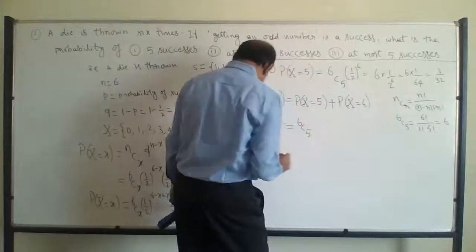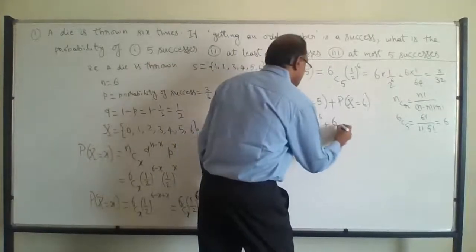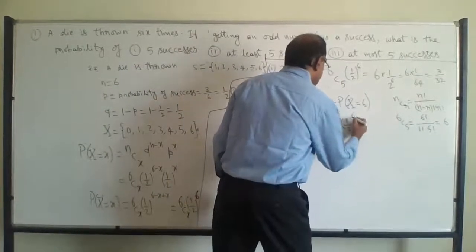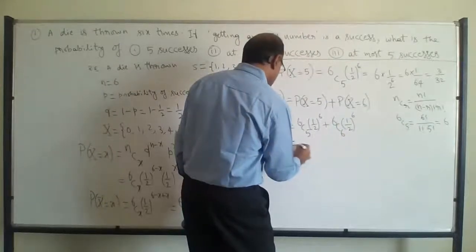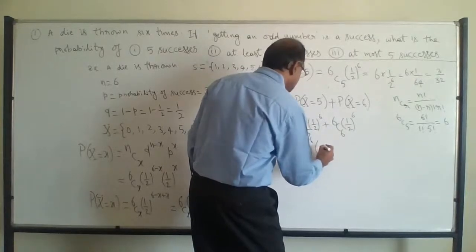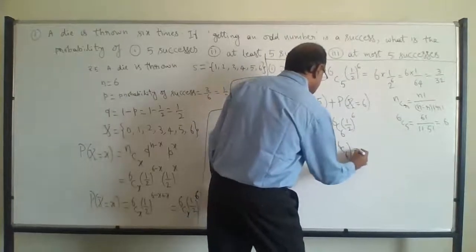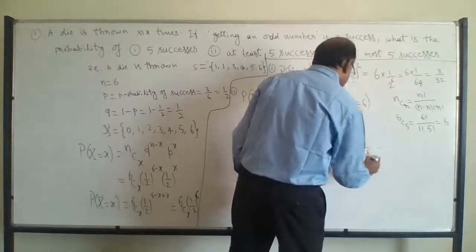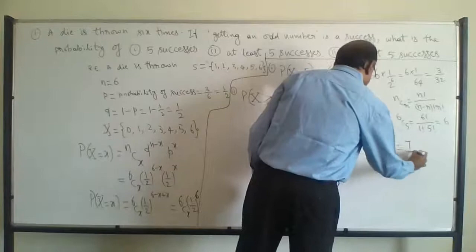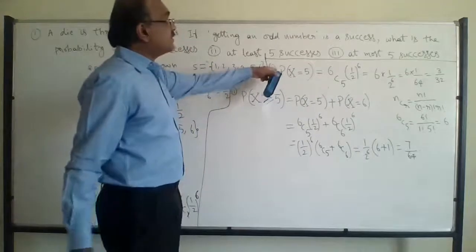6C5 x is 5, (1/2)^6, plus 6C6 x is 6, (1/2)^6. So if you take (1/2)^6 common, you get 6C5 plus 6C6, that is (1/2)^6 into 6C5 is 6, 6C6 is 1, that is 7 divided by 64, that is 7 by 64. You will get another 1 mark, 1 mark for this, 1 mark for this.